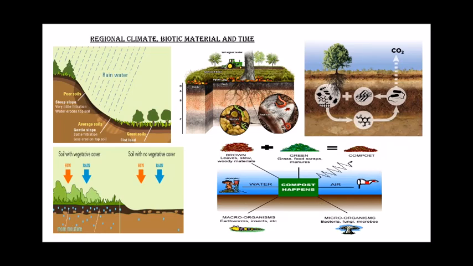Next we have time. Now children, soil requires a lot of time to form. It is not a very quick process. It requires a lot of time. So time is also an important factor in the formation of soil. To form a 2.5 centimeter thick layer of topsoil, it takes around thousands of years. So you can imagine how long it takes to form soil, because it forms from a rock, right?